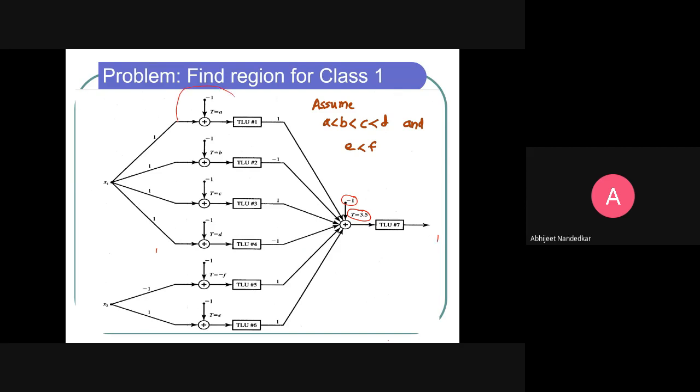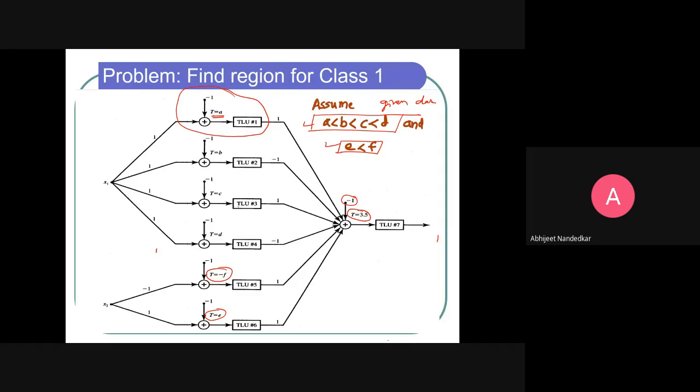So we can take the first neuron, threshold logic unit 1, and there the threshold is written as A. Now this is given to us: assume that A is less than B is less than C is less than D, and for x2, E is less than F. So you can see here there are two thresholds, E and F. So for x2, E is less than F. This is the given data.